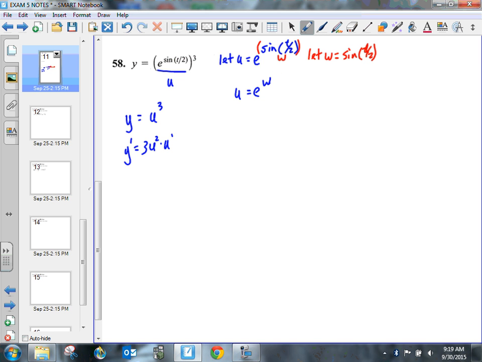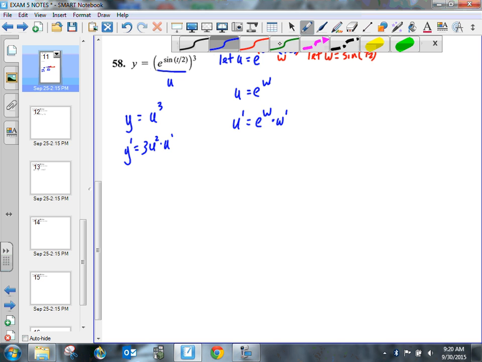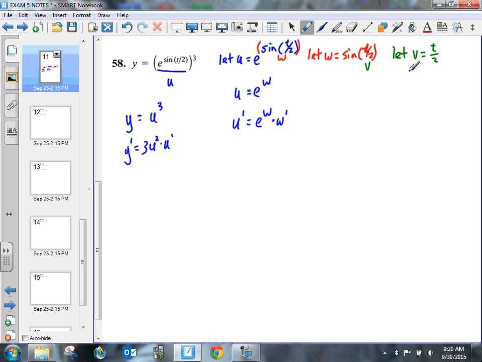Because I'm changing up my variables, because I'm using the chain rule, if I find u prime, I'm going to take my derivative, which is the derivative of e to the w, which is e to the w, but then I have to multiply by the derivative of w. So now let's take the derivative of w, but hold on. Wait a second. I have another inside function, this other function t over 2. I'm going to call that function v. So now I'm going to let v equal t over 2, and I'm going to rewrite that as 1/2 times t.